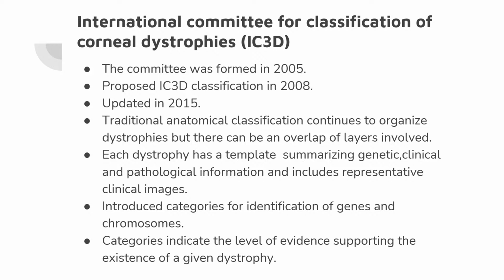The traditional anatomical classification continues to organize dystrophies, but there can be an overlap of layers involved. Each dystrophy has a template summarizing the genetic, clinical, and pathological information and includes representative clinical images. It introduced categories for identification of genes and chromosomes. Categories indicate the level of evidence supporting the existence of a given dystrophy.